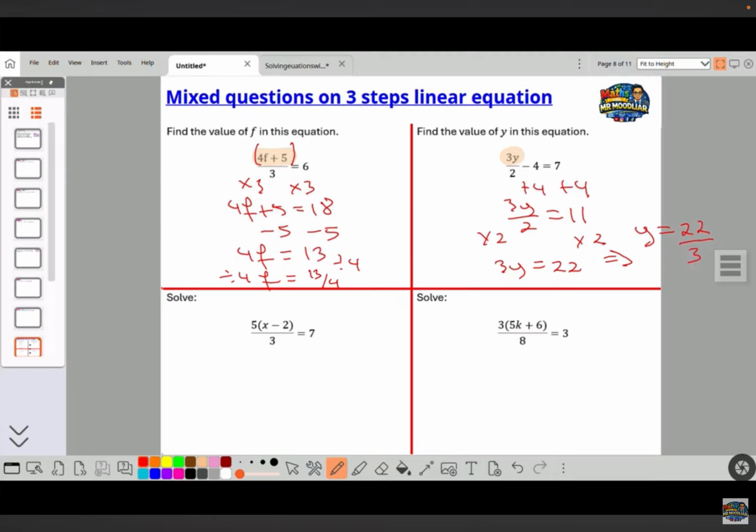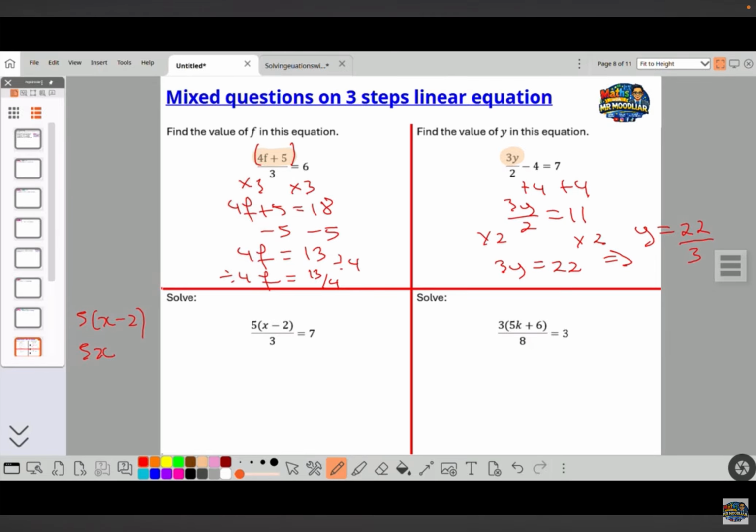Okay. All right. Again, third question. We have 5 open bracket, x minus 2, close bracket, divided by 3 is equal to 7. Every single time I see a bracket, I'm going to expand the bracket first. So somewhere in your page, let's say I have 5 open bracket, x minus 2. I'm just going to expand that: 5x, take away 10. That's what I would do first.